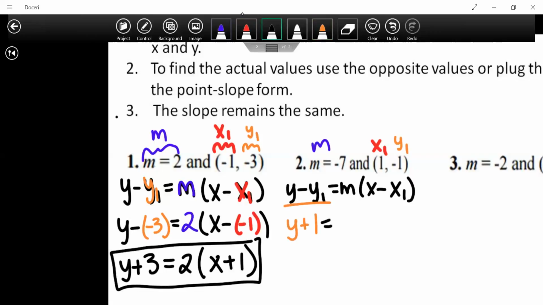What's my slope? The slope change? Slope remains the same. We don't worry about slope. So what's my slope for this one? Negative 7. So we're just going to plug that one in. Negative 7.